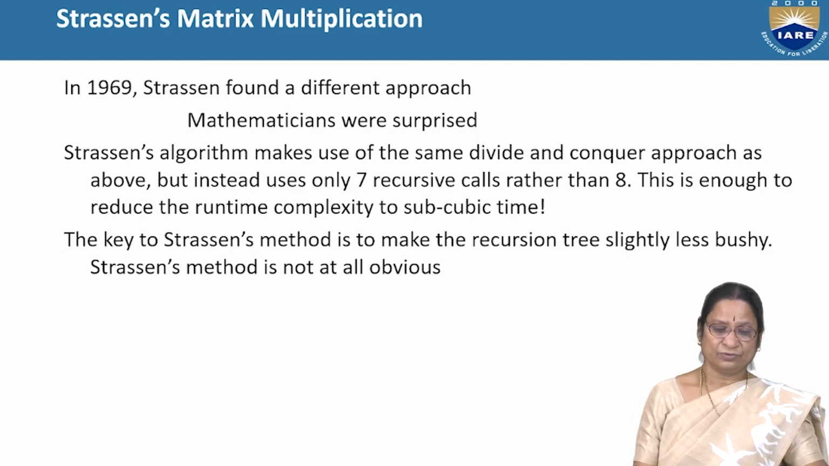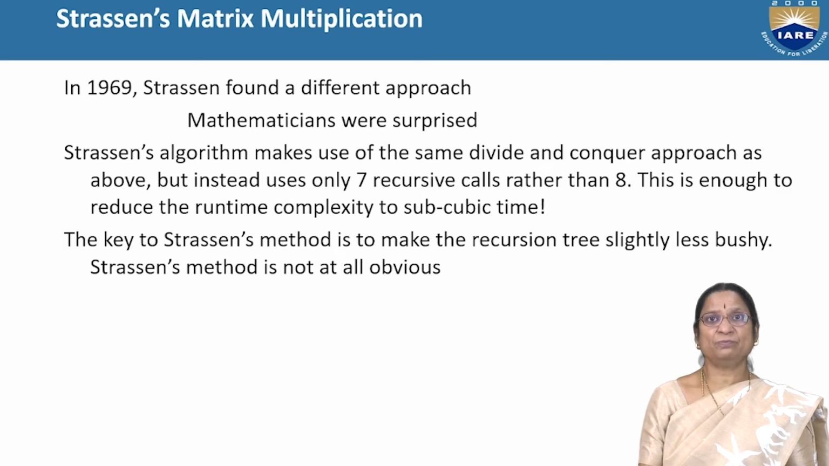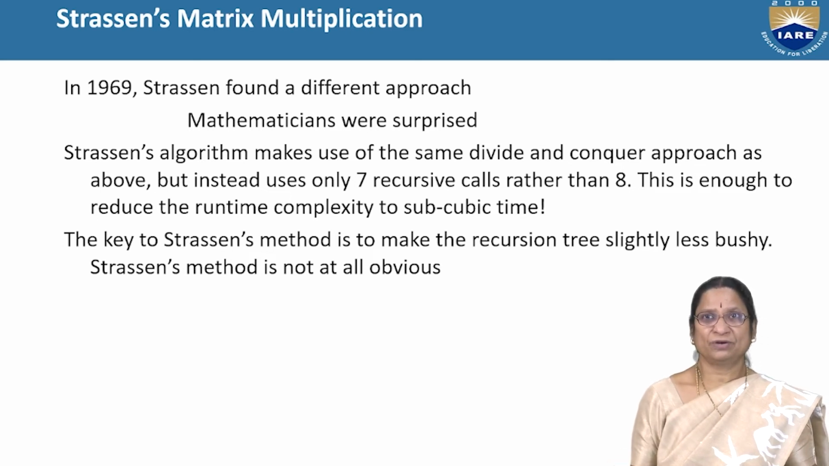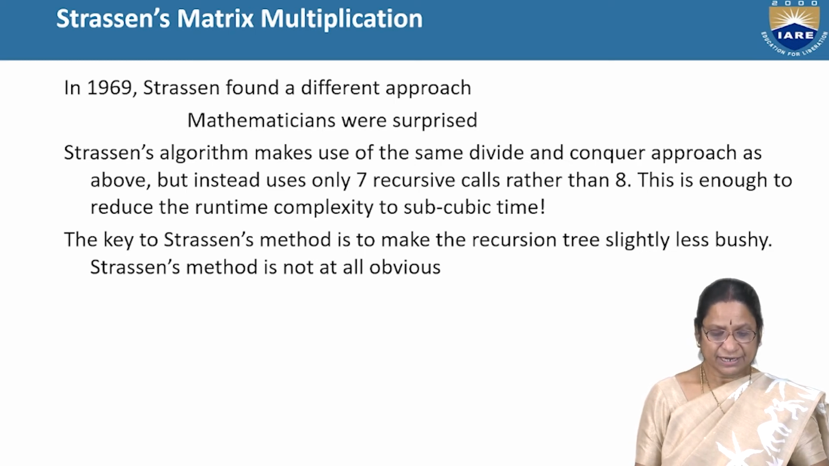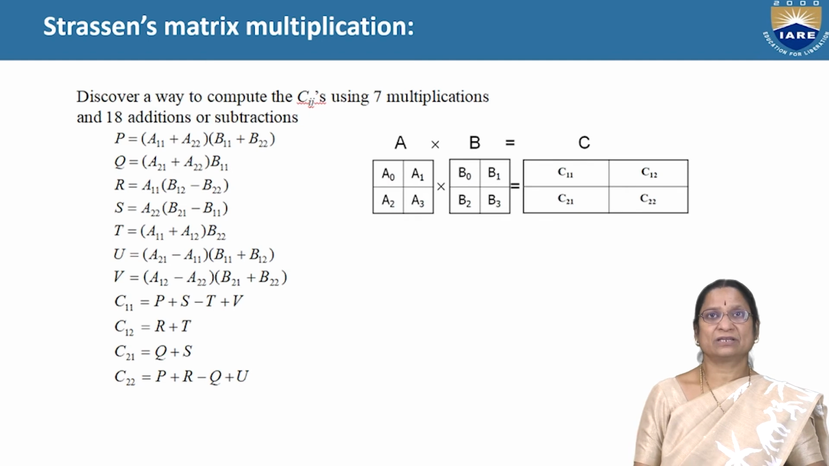So this is enough to reduce our runtime complexity to sub-cubic time. Instead of cubic time, if you are able to reduce even one recursive call, a lot of difference will be there. But remember, this is for larger values of n only. For smaller values of n, we may not find much difference. The key to Strassen's method is to make the recursion tree slightly less bushy.